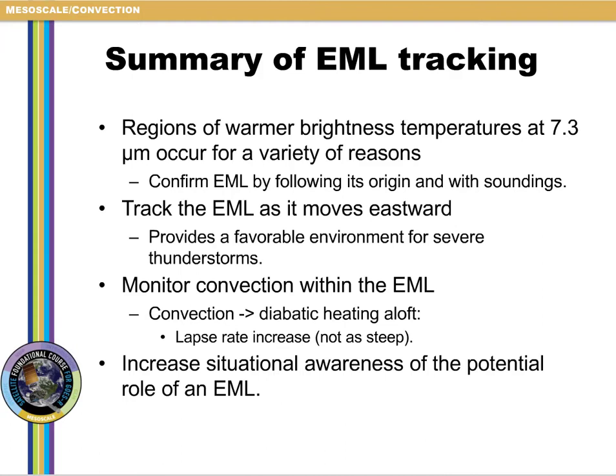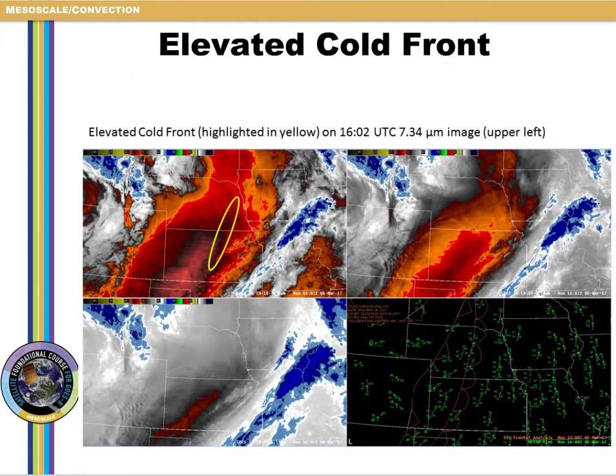It's better to look at observational data, in this case a blend of the GOES 7.3 micron band and soundings, to track details of the EML and see where convection may weaken the EML. This technique of verifying the models with observational data can increase situational awareness of the potential role of an EML on a given day. Next, we'll identify elevated cold fronts with the GOES 7.3 micron band.